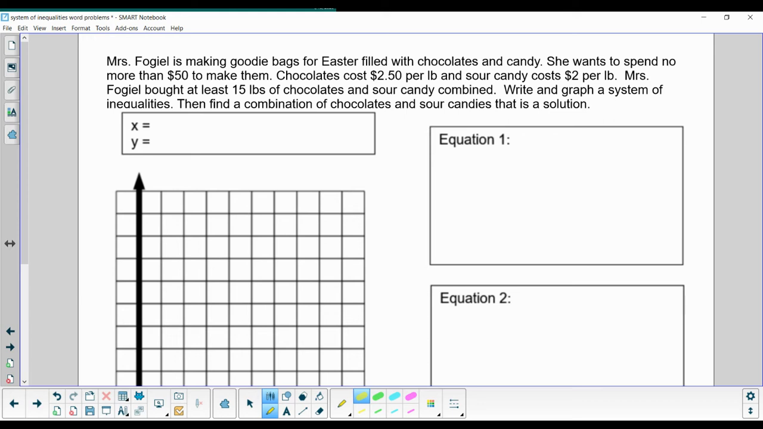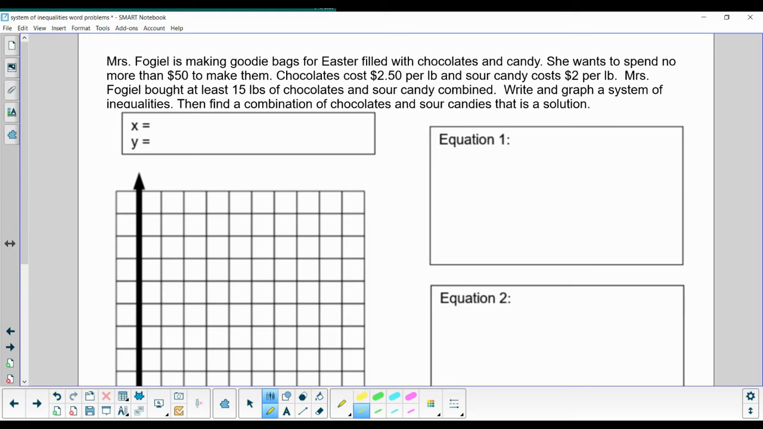It says Mrs. Fogiel is making goodie bags for Easter filled with chocolates and candy. She wants to spend no more than $50 to make them. Chocolates cost $2.50 per pound, and sour candies cost $2 per pound. Mrs. Fogiel bought at least 15 pounds of chocolates and sour candies combined. Write and graph a system of inequalities. Then find a combination of chocolates and sour candies that is a solution.